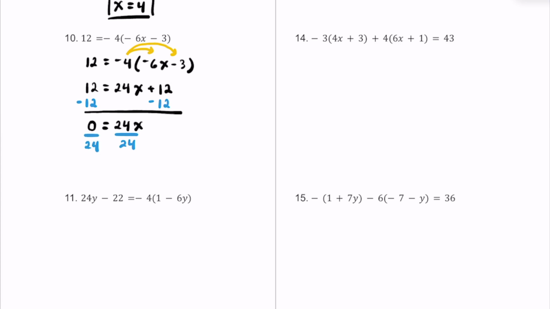If we do that, then on the left side, 0 divided by 24 is 0. So we're going to get 0 is equal to 1x, or just x. And we can turn that around and say that x would equal 0 for this solution.